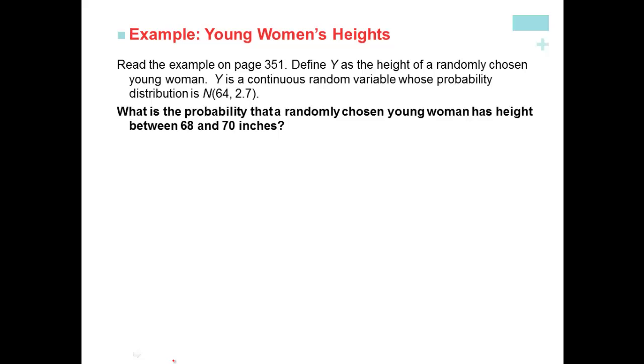So here's an example. If you read the example on page 351, you're going to define Y as the height of a randomly chosen young woman. Y is a continuous random variable whose probability is a normal distribution with a mean of 64 and a standard deviation of 2.7. I want to know the probability that a randomly chosen young woman has a height between 68 and 70 inches. This should be very familiar to what we did when we did normal calculations earlier.